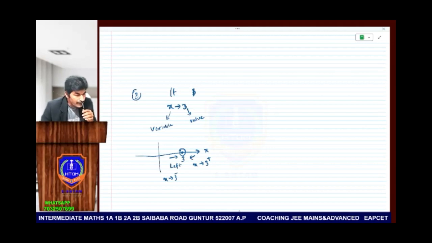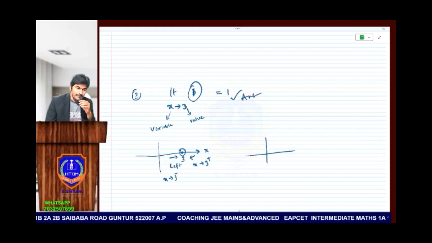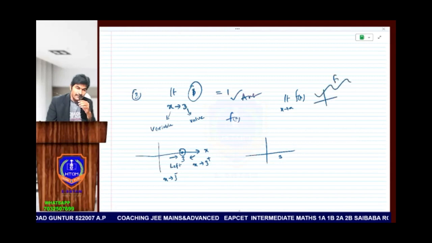And here there is no x given. It is just a constant. Constant means 1 is the answer, because there is no x here. It's a constant function. The format will be looking like this: limit x tends to a of f of x. Often f of x will be looking like this. This is f of x.